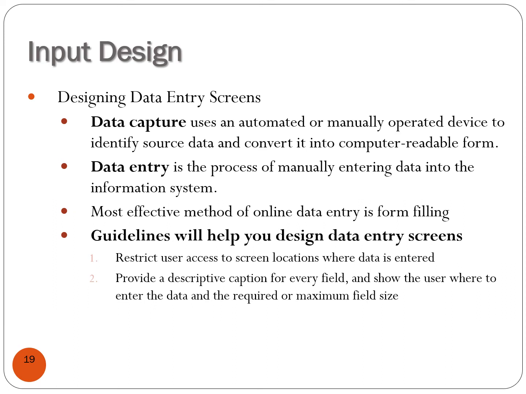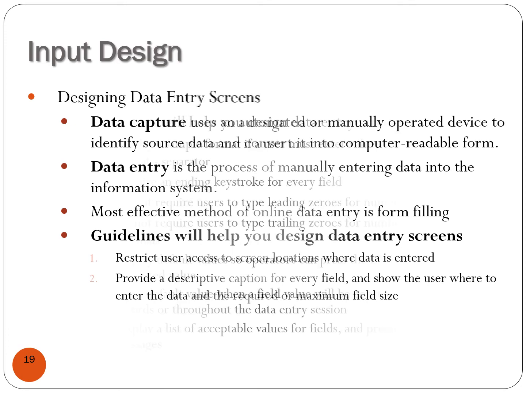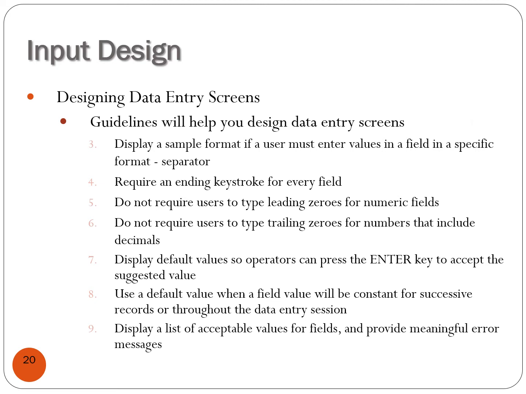First, restrict user access to screen locations where data is entered. Second, provide a descriptive caption for every field and show the user where to enter the data and the required or maximum field size. Third, display a sample format if a user must enter values in a field in a specific format. Require an ending keystroke for every field. Do not require users to type leading zeros for numeric fields. Do not require users to type trailing zeros for numbers that include decimals.